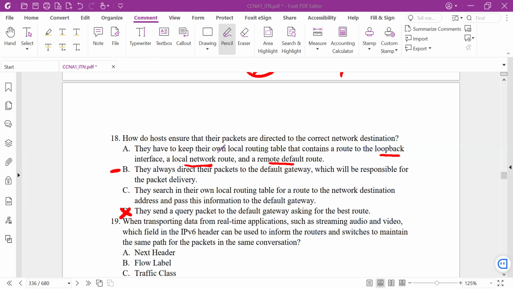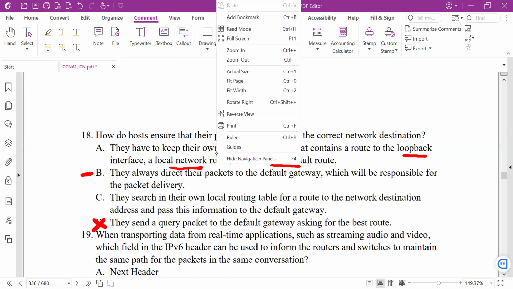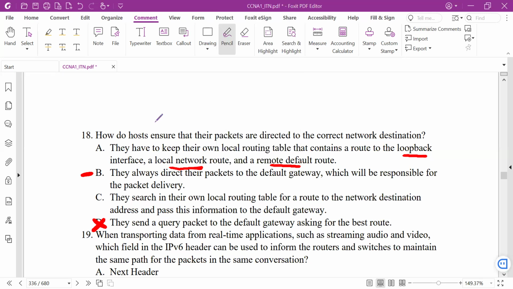We are just assuming that it's not local communication here. It's definitely not local. Can I find a router? Then we are talking of remote communication. Now the question is, how do hosts ensure that their packets are directed to the correct network destination?